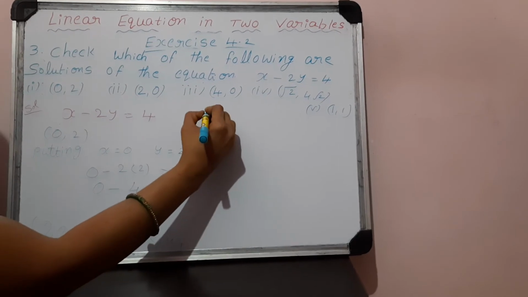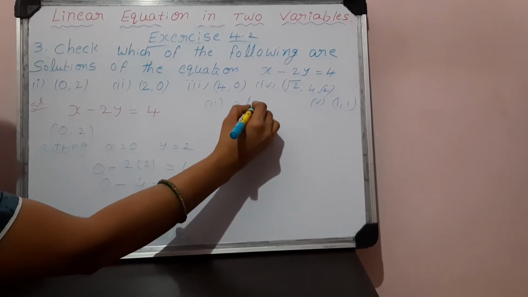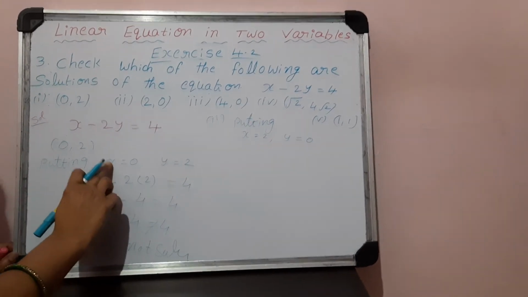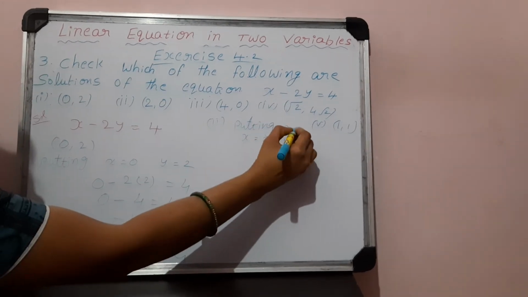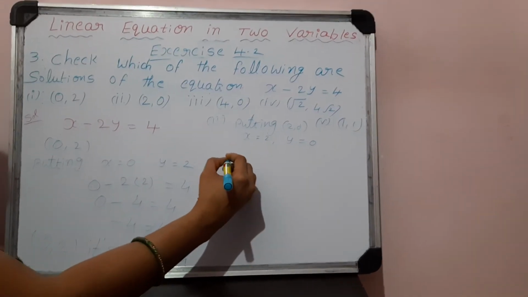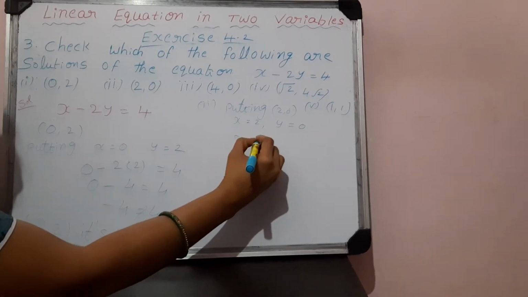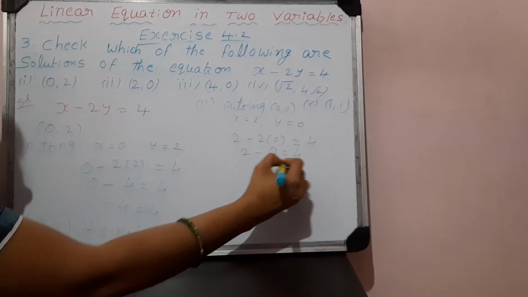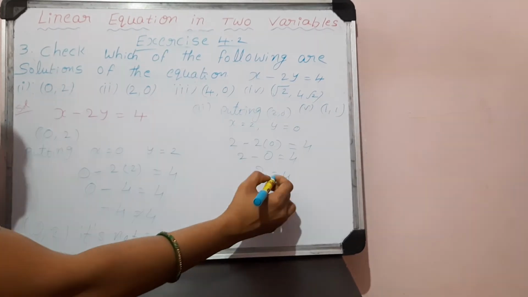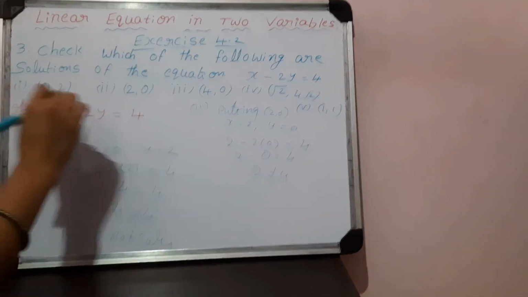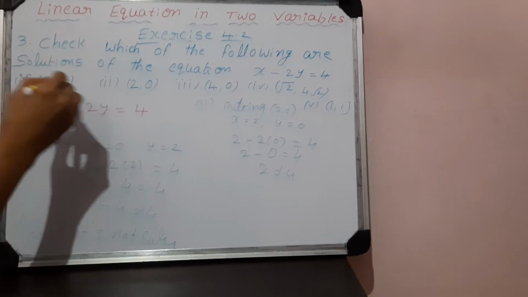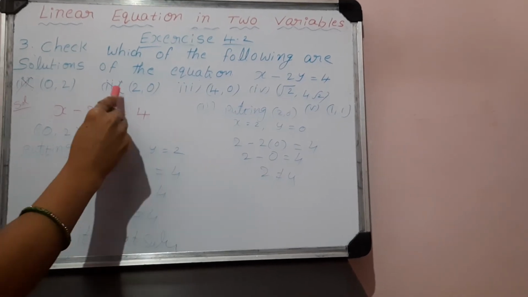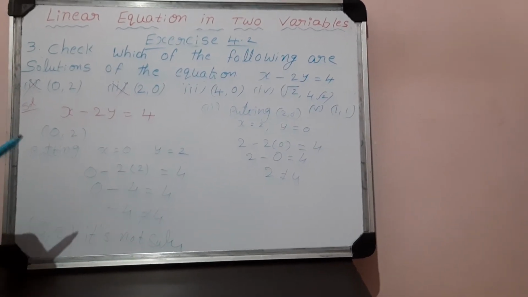This is the second case. Putting x equal to 2 and y equal to 0, that is 2 comma 0. So see children, here 2 minus 2 into 0 equal to 4. 2 minus 2 into 0, that is 0, so 2 equal to 4. Are both equal? No, it's not equal. So this is also not suitable. So first option not suitable, second option also not suitable. Now we are going to the third option. So 2 comma 0 is not a solution of this equation.